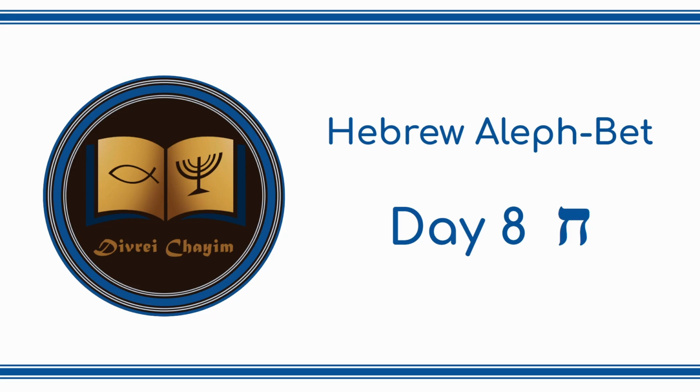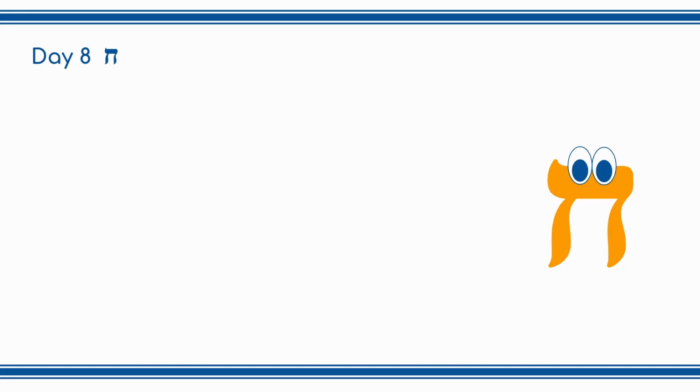So today, the letter that you'll be learning is the letter Chet. And Chet makes the sound of the CH kind of sound, as in the German name Bach. Bach. So it makes the sound.